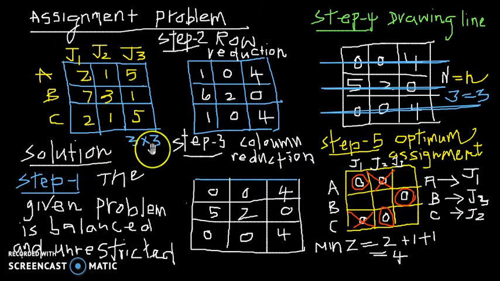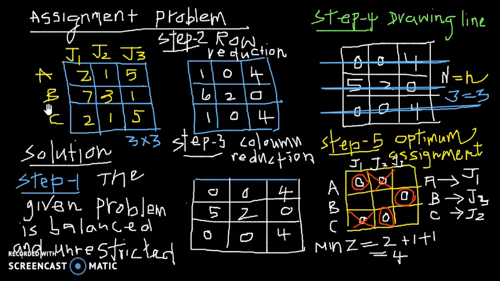Now look at this. The process of solving an assignment problem is called the Hungarian method. In the Hungarian method, the first step is that we have to check whether the given problem is a balanced one, that is, number of columns equals number of rows, or not. If not, then we have to make it balanced, then go further. Here it is balanced.